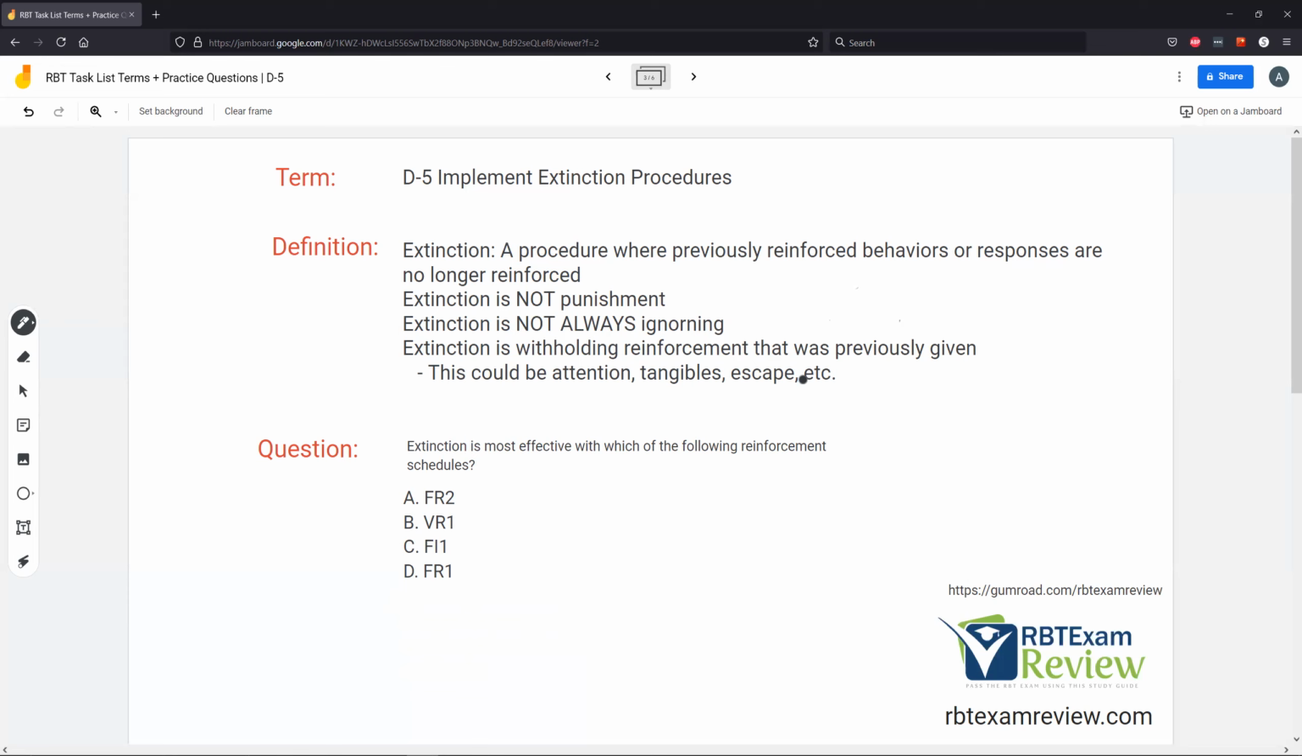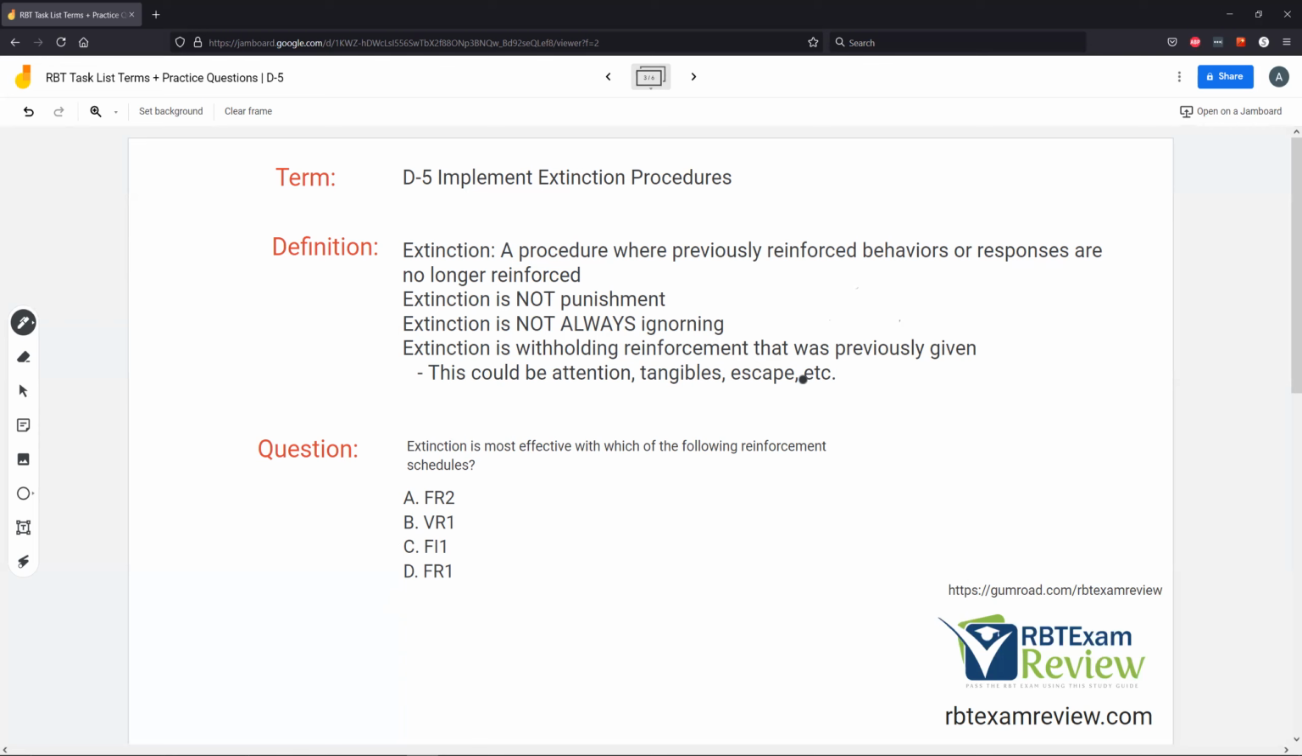And if conceptually you don't understand that, that's okay. When you get into actual practice, it's going to make a lot of sense. Just understand that extinction is not punishment. Okay, that's what you need to understand. And then extinction is not always ignoring. There are certain types of extinction where ignoring is how we implement it, but a big mistake is people think extinction is just ignoring.